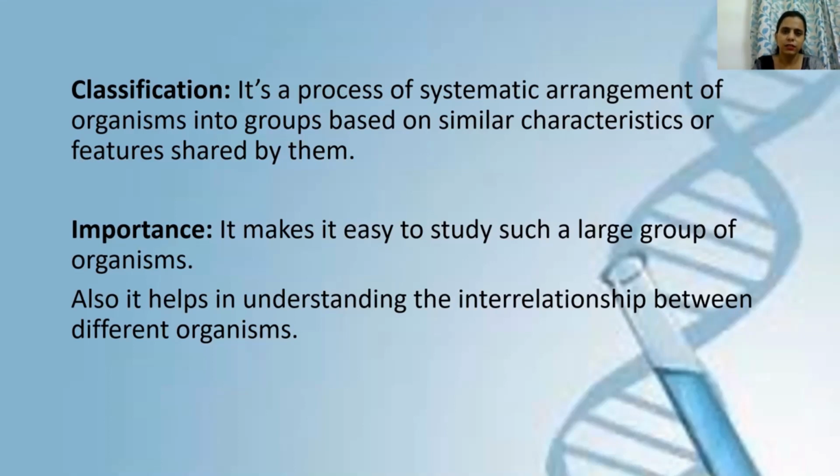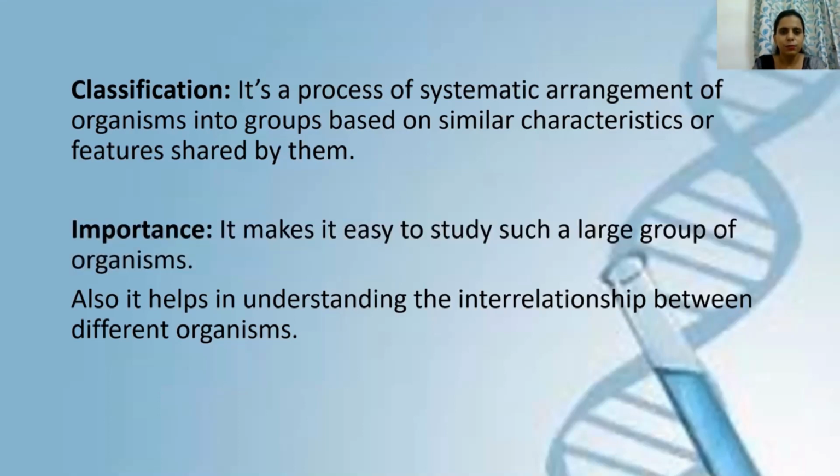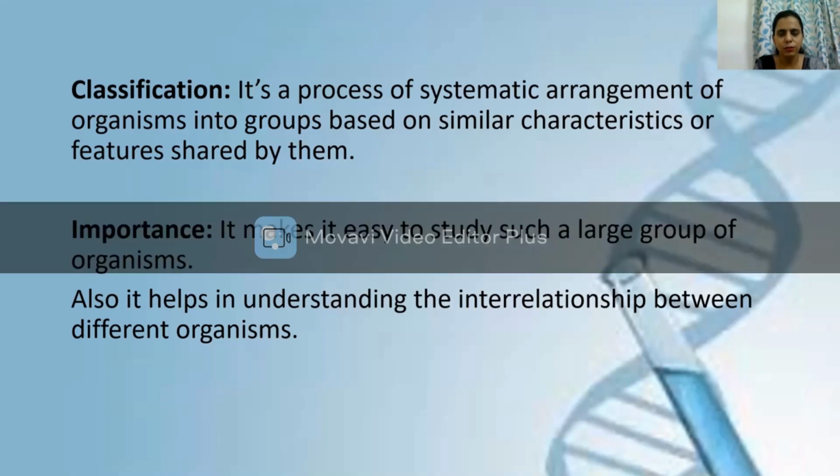And another very important point is classification also helps in understanding the interrelationship between different organisms. For example, there are two different groups. If you want to think about the similar characteristics, or if you want to think about the differences between the organisms of these two groups, classification helps with that. Classification helps us in understanding the interrelationship between organisms of two different groups.